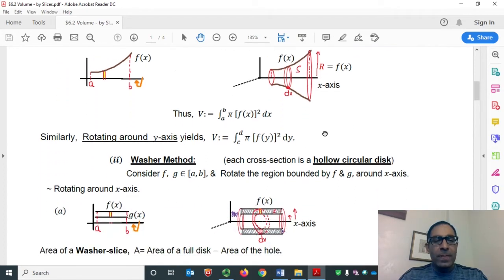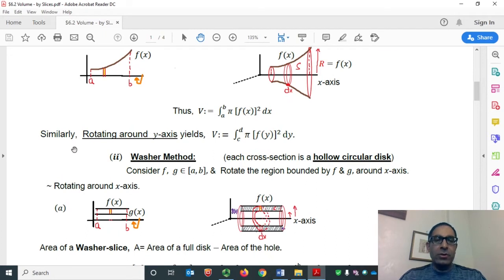Now let's move on. Similarly, we can rotate the region around the y-axis. Then the volume formula will be V equals the integral of pi r squared, where the radius is a function of y, so pi r squared becomes pi f(y) squared. Since we are rotating around the y-axis, I'm integrating with respect to dy, so the limits of integration are y equals c to d. Great.